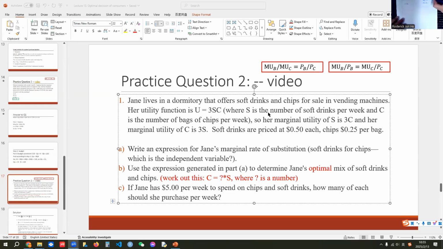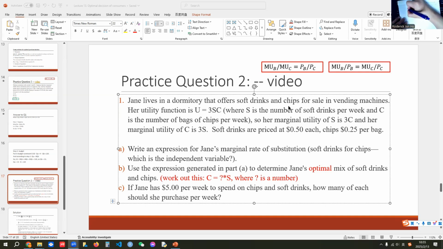And the price for soft drink is 0.5. And the price for chips is 0.25. Okay, so first, before getting into those questions, I would like to show you how we do derivatives.